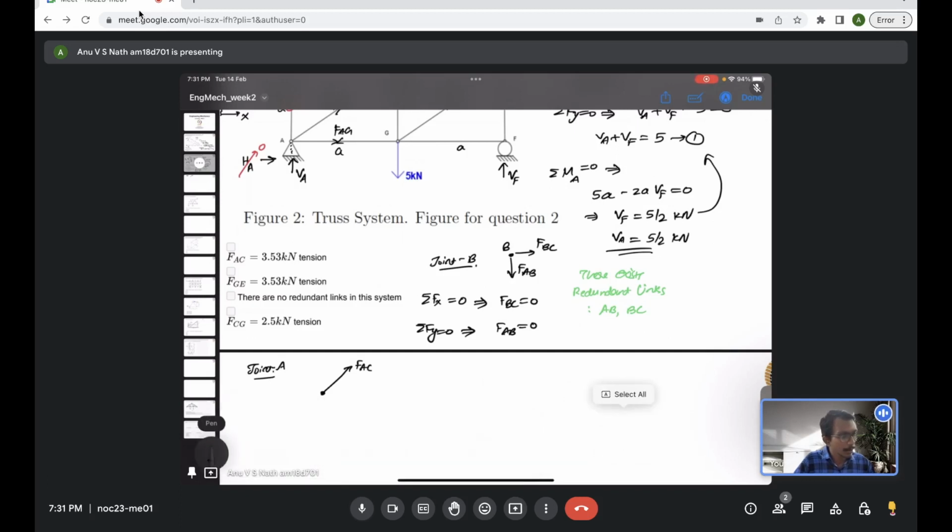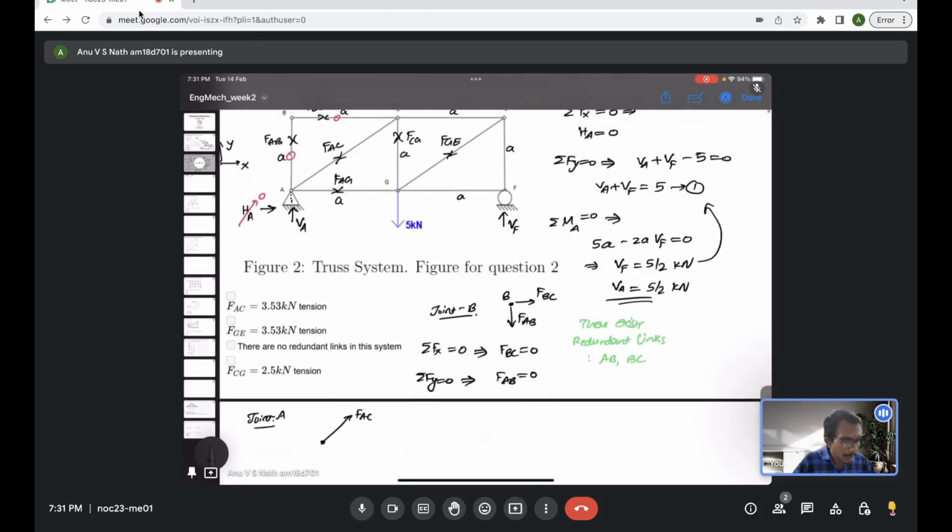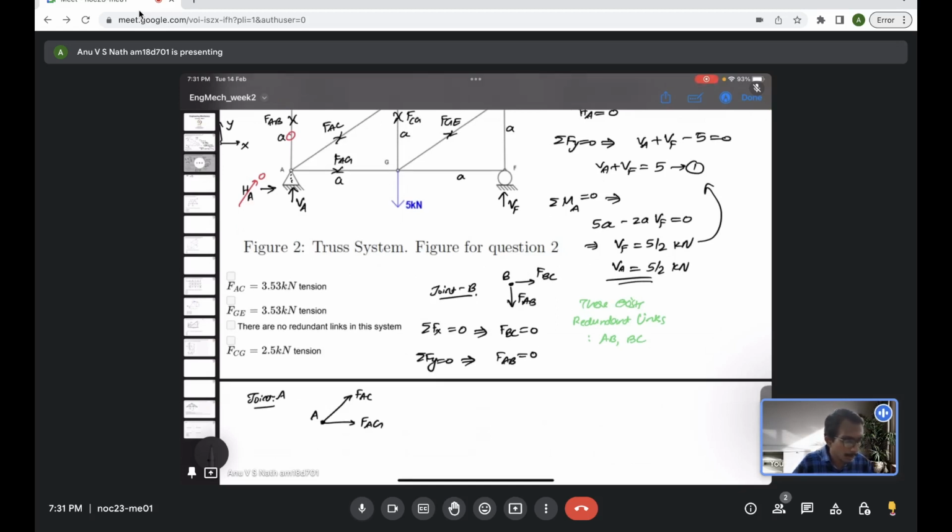So let's see, we will come back to this joint A. Joint A has FAC, and FAB is already 0, so we don't need to consider that. Now FAG is acting this way, and the horizontal reaction at A is already 0, so we don't need to consider that. Now we have only this vertical reaction at A, which we already evaluated to be 5 by 2 kilonewton. Now what is this angle?